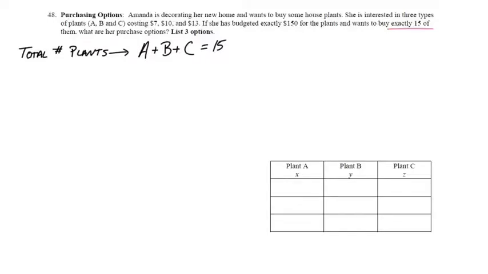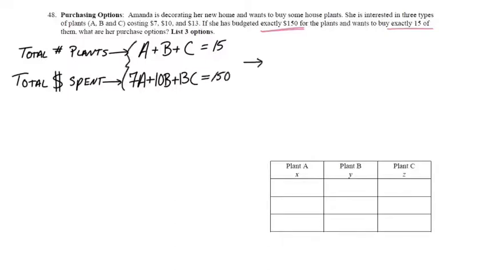And then the other equation would be for the total amount of money she's going to spend. It says she's going to spend exactly $150. So how much does it cost for each one of those plants? $7 for plant A, plus $10 for every B plant, plus $13 for every C plant. So no matter how many she buys of each, it has to add up to $150.